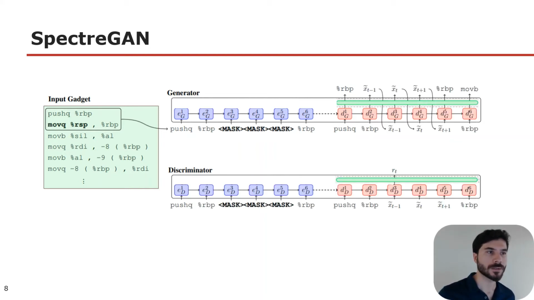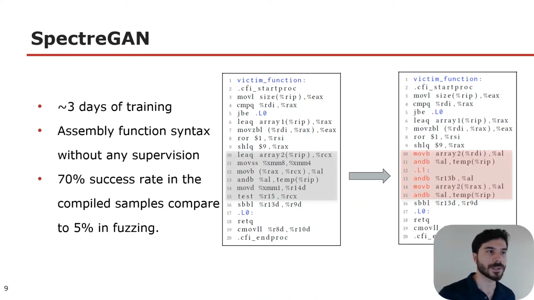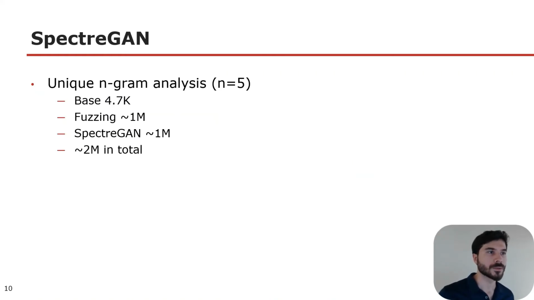The internal structure of the discriminator is very similar, except this time we input the generated examples and the discriminator predicts whether it's a real sample or not. The details of SpectreGAN are explained in the paper. After 3 days of training our network, we were able to create assembly functions with the correct syntax without any supervision. In the generated samples, 70% of the compiled samples correctly had the properties of a Spectre gadget. To evaluate SpectreGAN, we used three different analysis approaches.